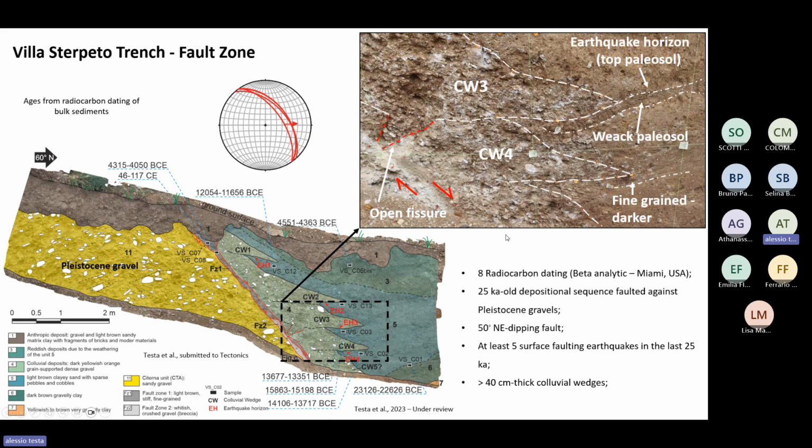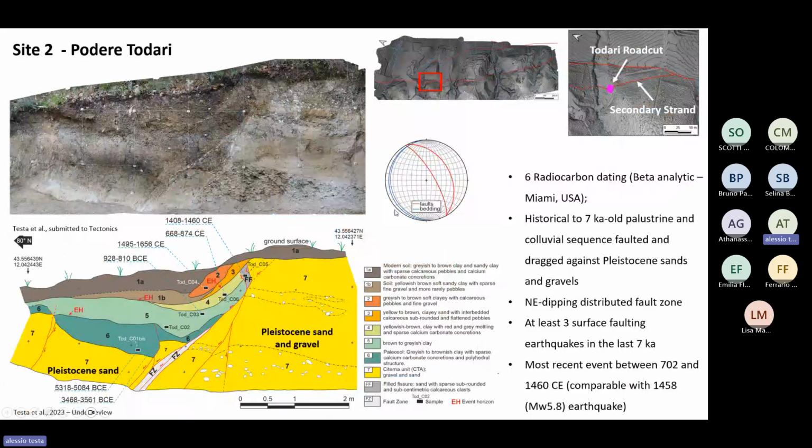And we collected samples for radiocarbon dating, and we constrained at least 5 surface faulting earthquakes in the last 25 kilo years. Concerning site number 2, we have a more distributed fault zone affecting the Pleistocene gravel, but also a paleo-lacustrine to colluvial sequence, which has an age of 7 kilo years. We have several pieces of evidence of surface faulting earthquakes, such as colluvial wedges and an open fissure.